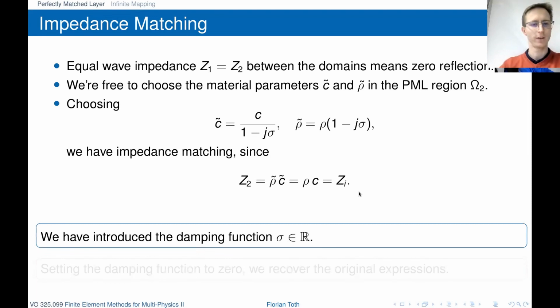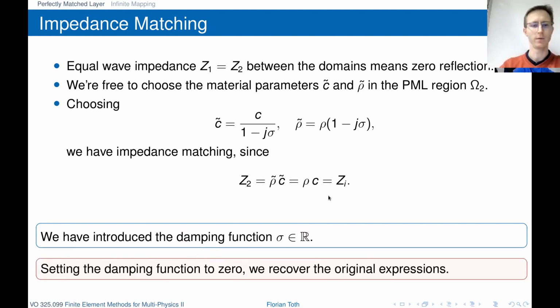So we have introduced the damping function sigma. Sigma is real valued, j is our complex quantity, and if we set the damping function to 0, we can also see that we recover the original expressions.